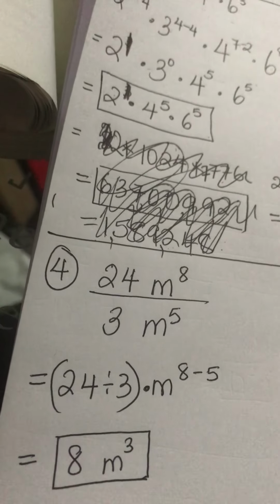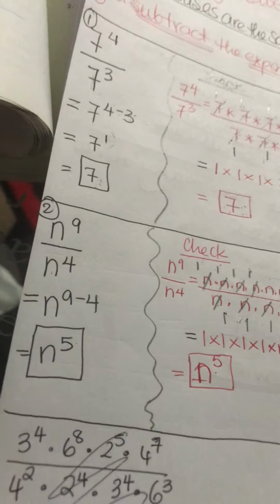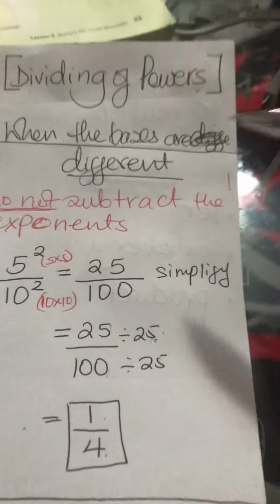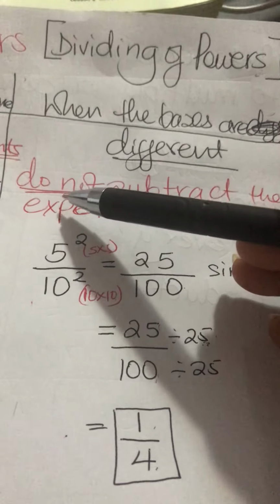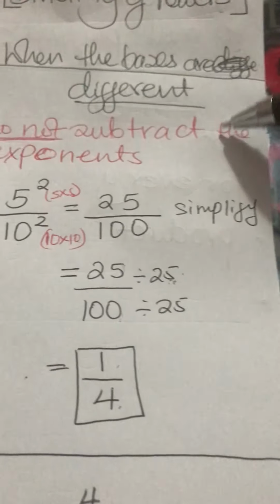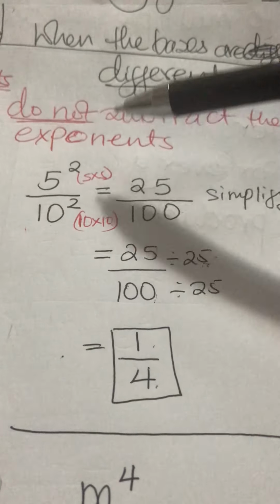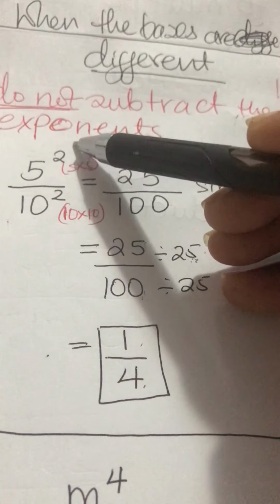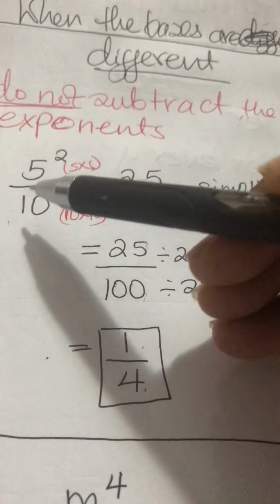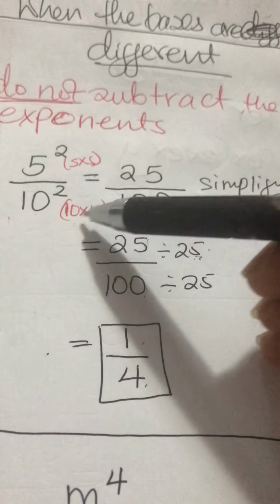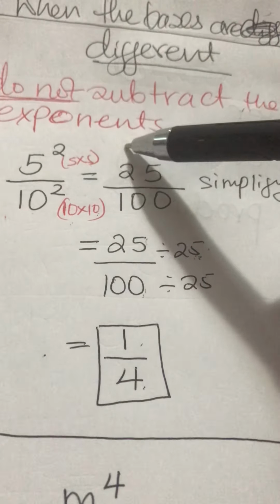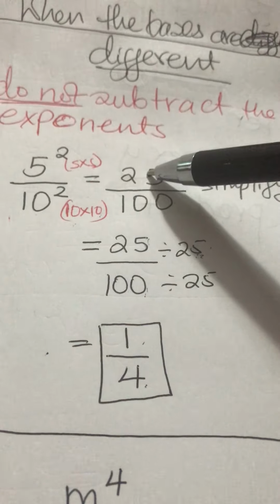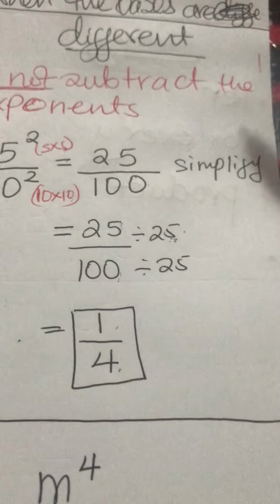Now, let us see when the bases are different. When the bases are different, do not subtract the exponents. Do not. You just solve them. 5 to the second power becomes 5 times 5. 10 to the second power becomes 10 times 10. 5 times 5 is 25. 10 times 10 is 100.